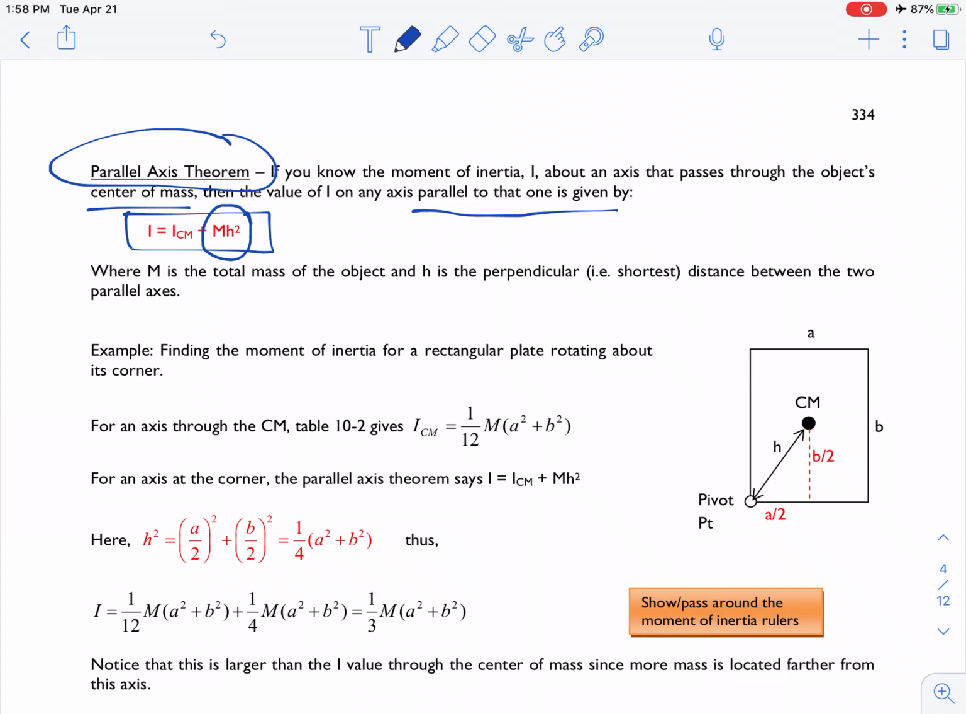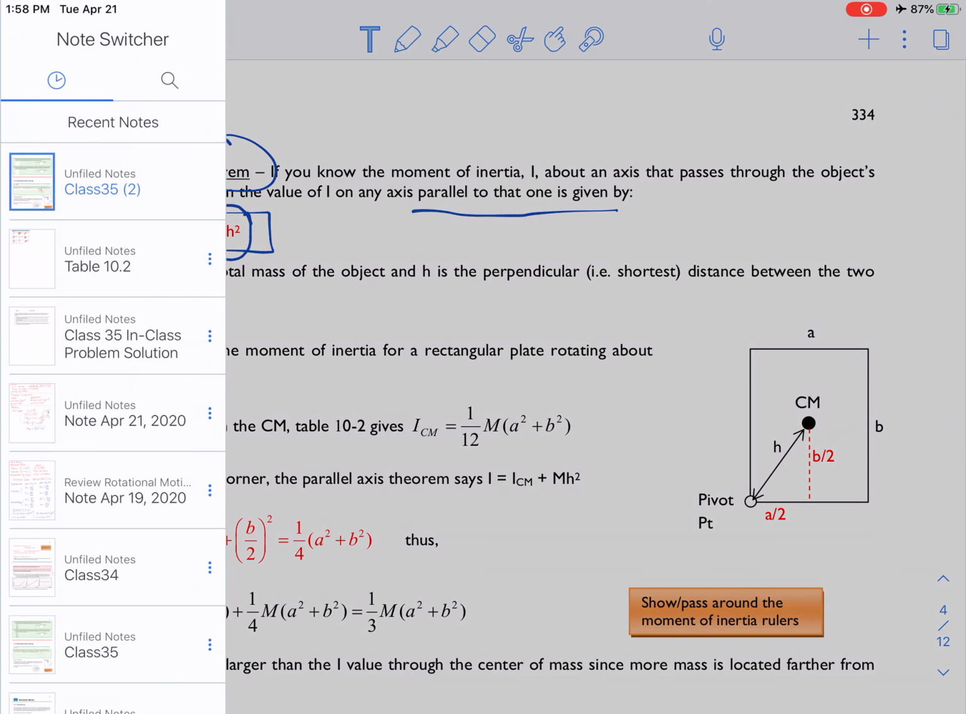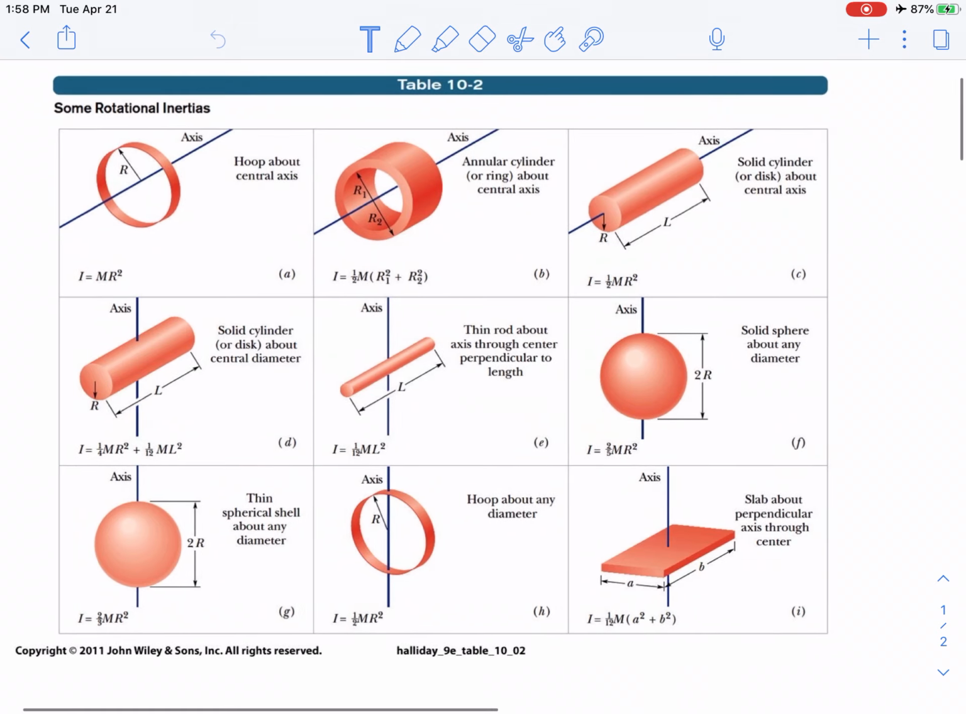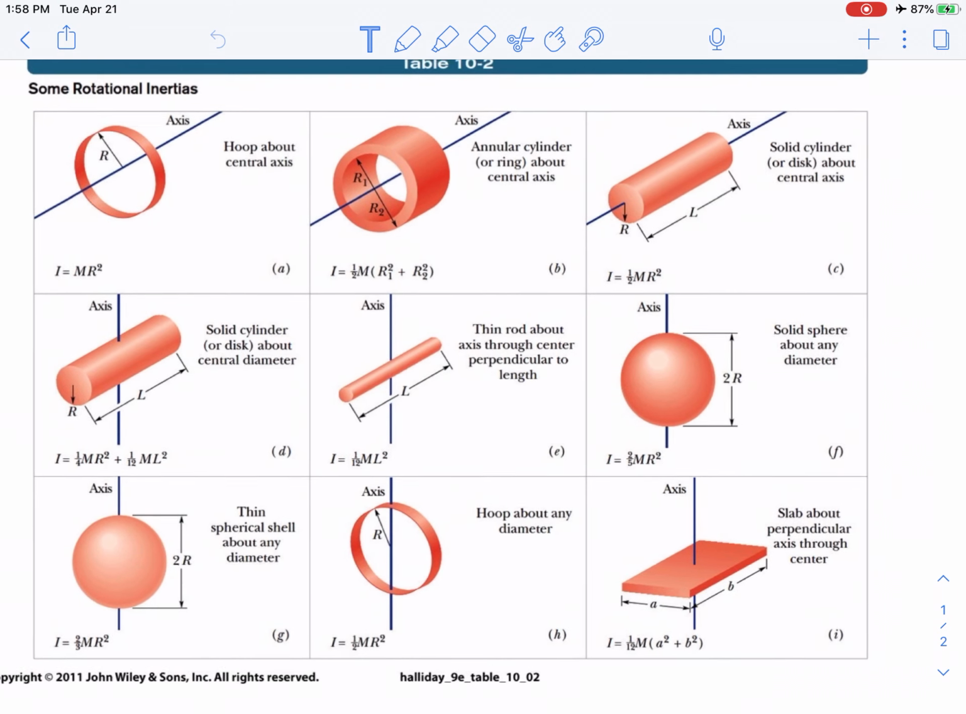Okay, as an example, we'll find the moment of inertia for a rectangular plate rotating about its corner. So this is the new rotation point, and I would like to show you what the table 10.2 looks like. So here's our table 10.2. I'm also sharing this with you guys, so you have a copy as well.